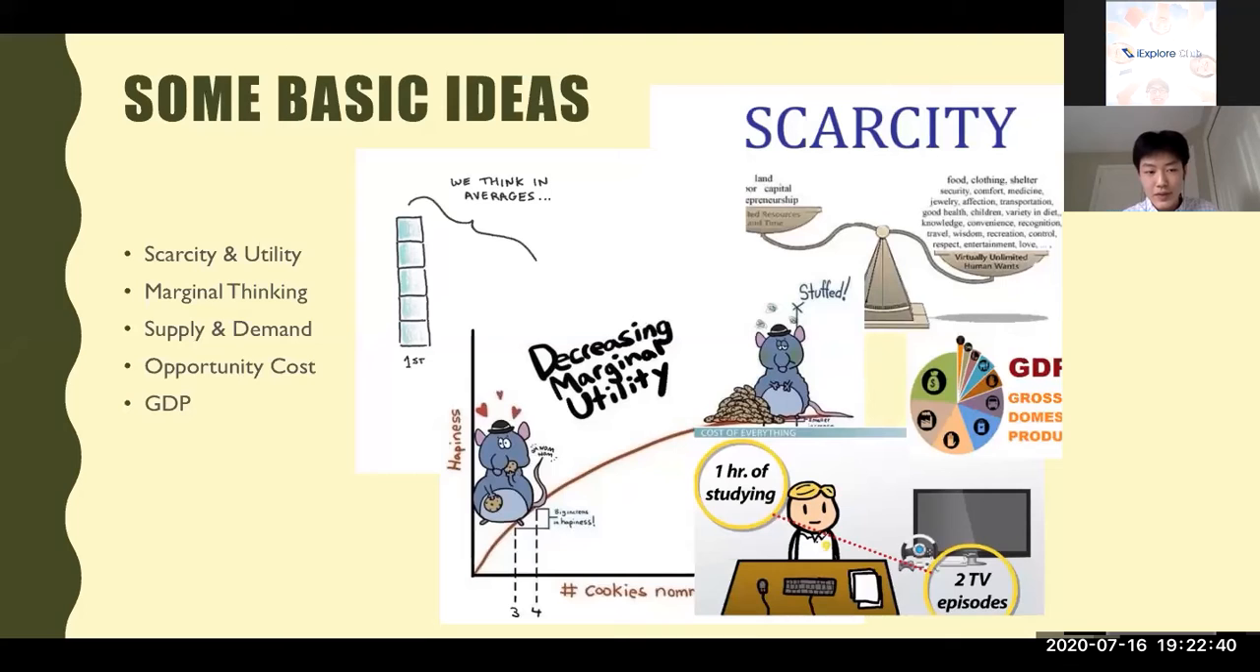You need to know what scarcity and utility is. You need to know what marginal thinking is. You need to know what supply and demand. You need to know what's opportunity cost. And you also need to know what is GDP. And for some of these, I'm pretty sure that some of you have heard of it before, and you might actually know it. But I don't think many of you know all of it. So let's jump into it.